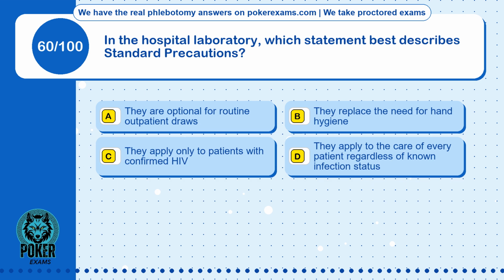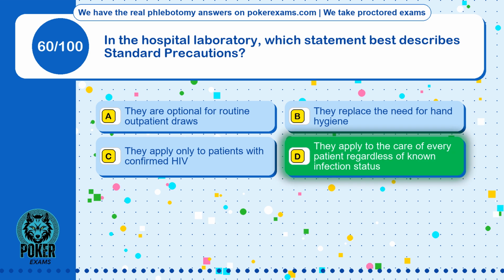Question 60. In the hospital laboratory, which statement best describes standard precautions? Option A. They are optional for routine outpatient draws. Option B. They replace the need for hand hygiene. Option C. They apply only to patients with confirmed HIV. Option D. They apply to the care of every patient regardless of known infection status.